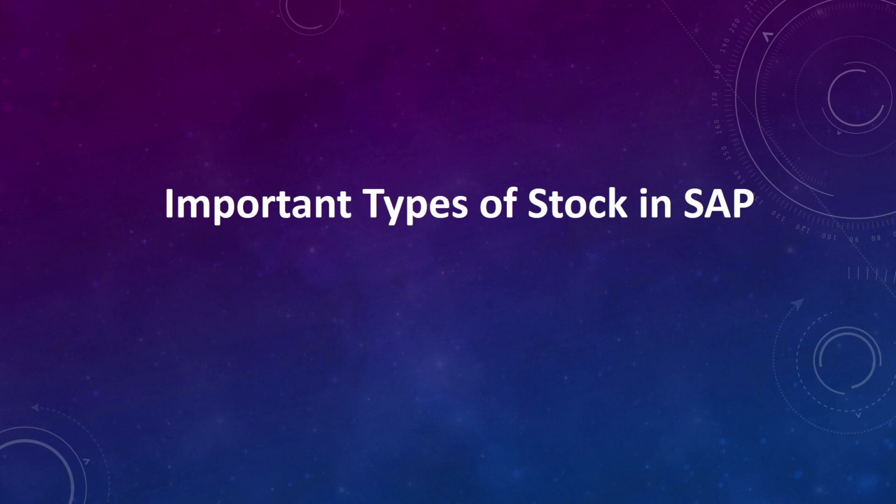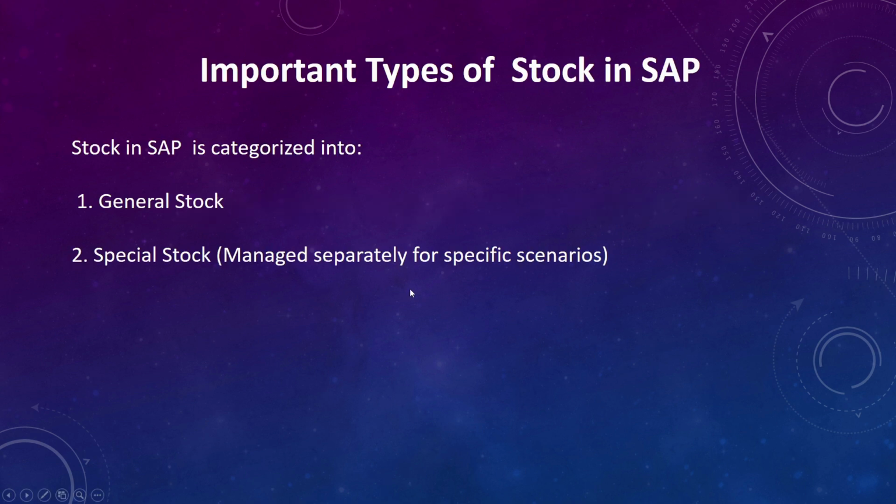Before we move into our presentation, we'll first see what stock is in SAP. In SAP, stock means a physical quantity of material that exists in your plant or location. SAP does not treat all stock in the same way. Based on the usability, ownership, and business scenario, SAP divides stock into different categories.